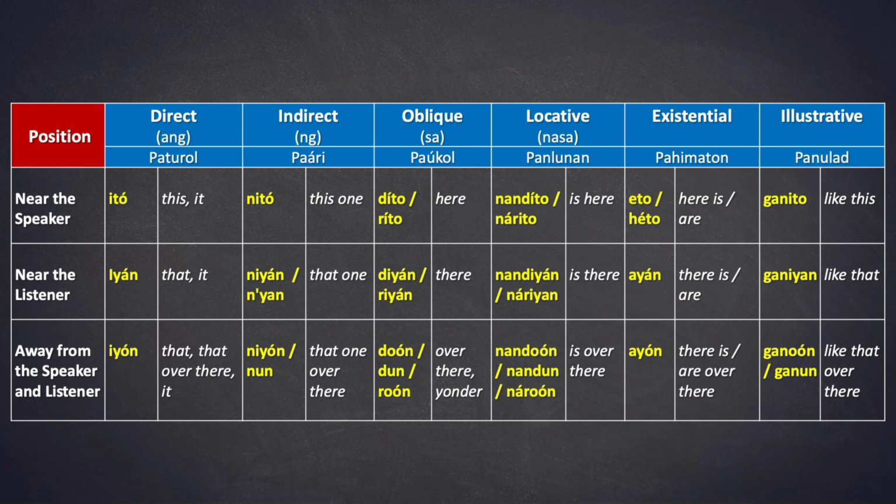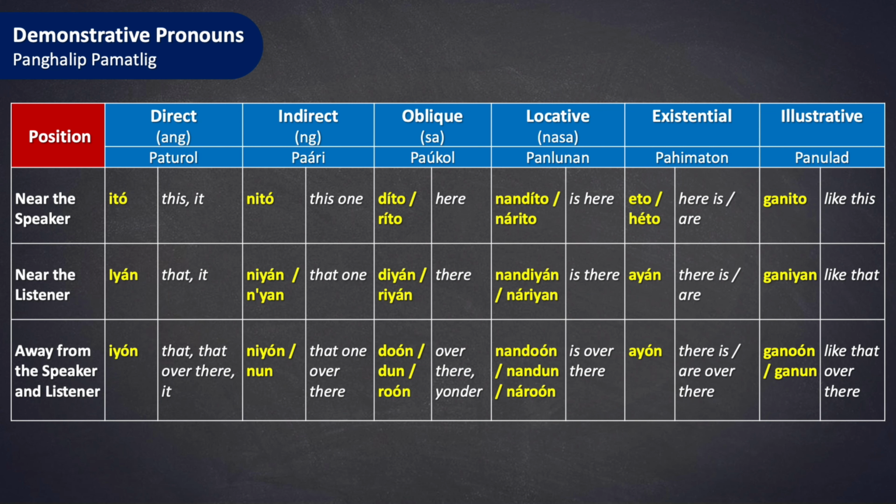How extensive, you may ask? Well, let's have a look. Let me introduce you to our table of Tagalog demonstrative pronouns or Panghalip Pamatlig. Let me point out several things about this table and how different the Tagalog demonstrative pronouns are from the English counterpart. Number 1, there are 6 categories of demonstrative pronouns. These are direct, Paturol, indirect, Paari, oblique, Paukol, locative, Panlunan, existential, Pahimaton, and illustrative, Panulad.